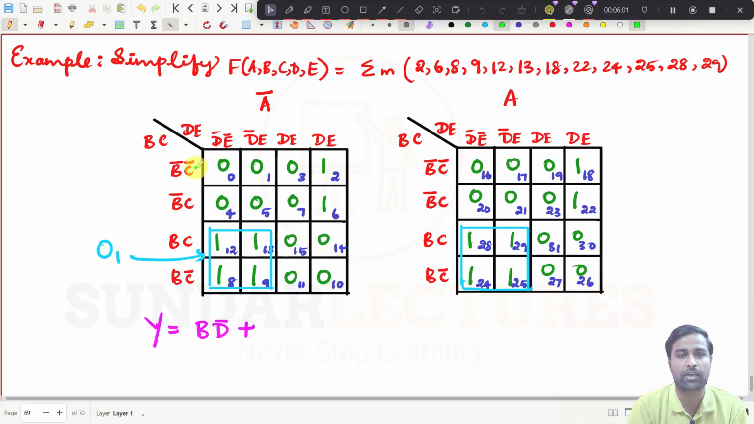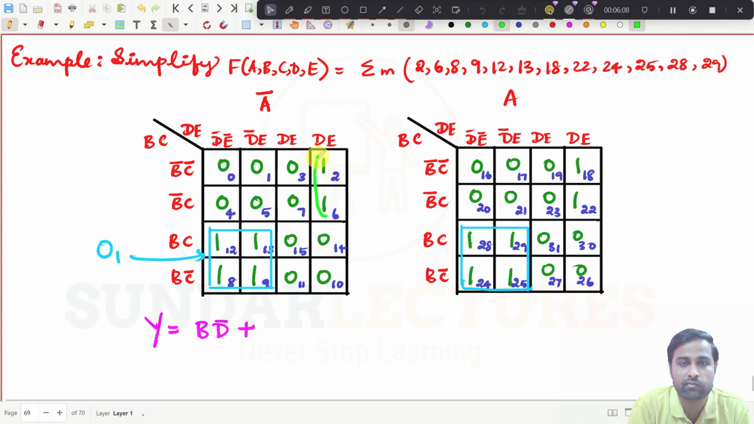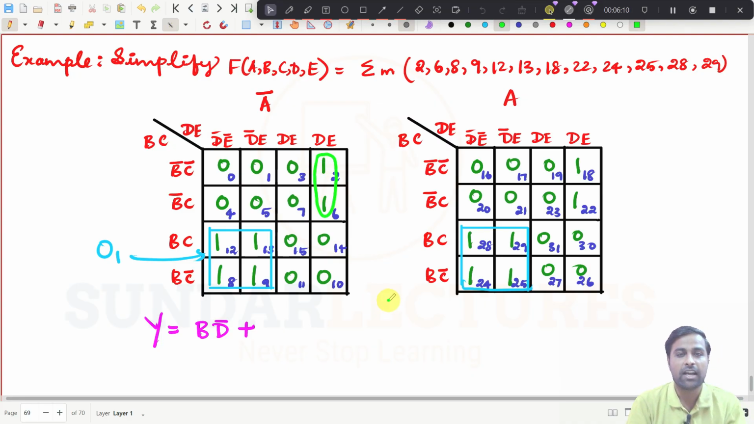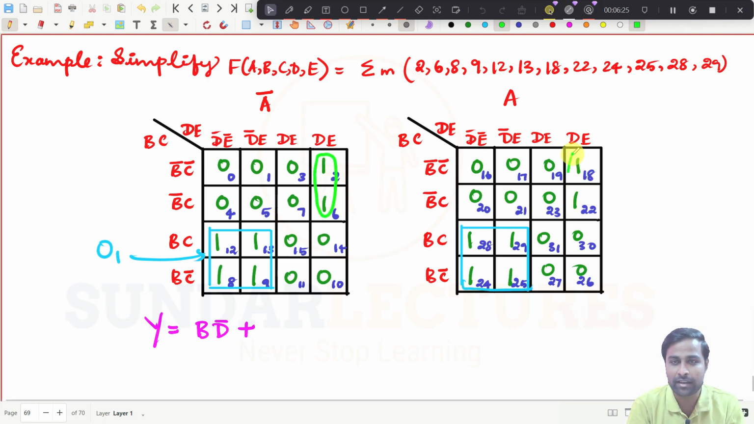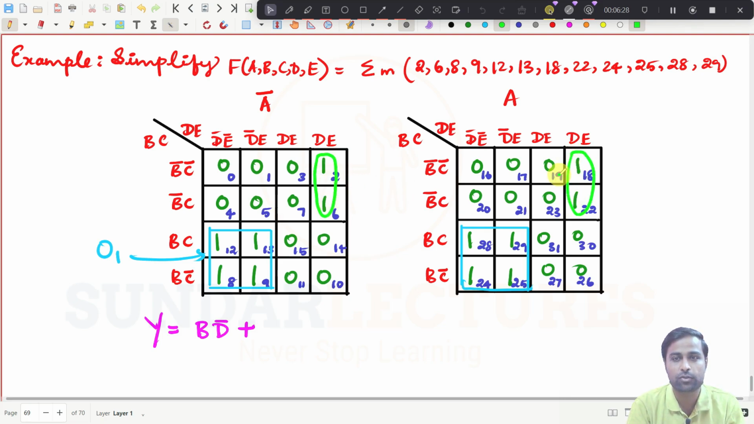Come to this particular K map now. Is there any pair possibility now? Yes, I have a pair here. Then what is the next step? You have to check whether the same two cells in the other K map have ones in those two particular cells. Yes, I have. The same cells here also have ones. So now this is not a pair. This is a quad.